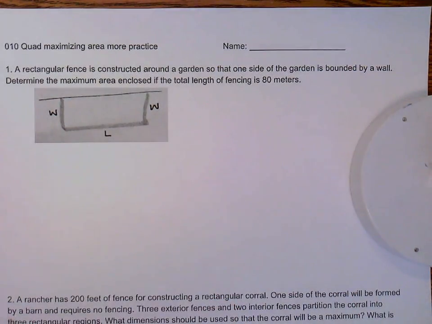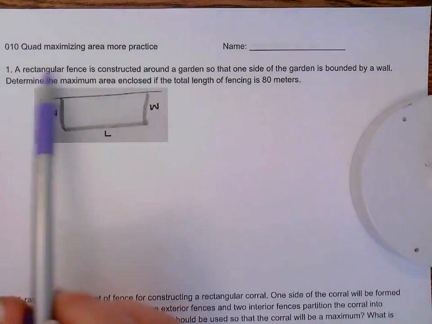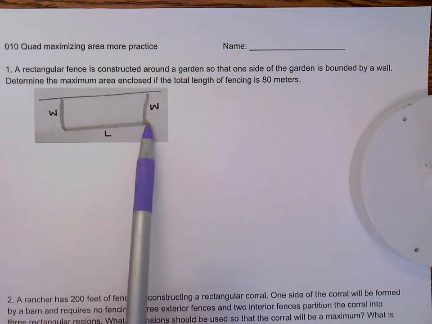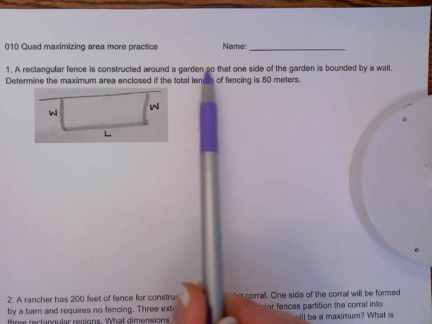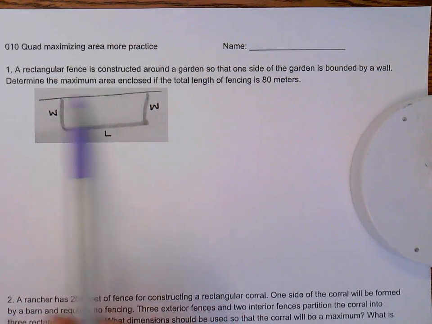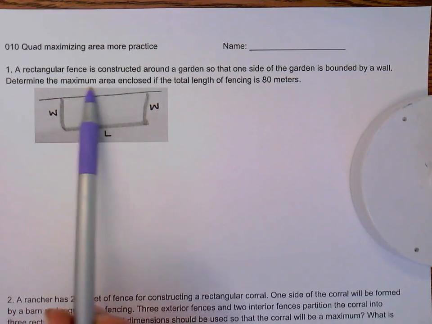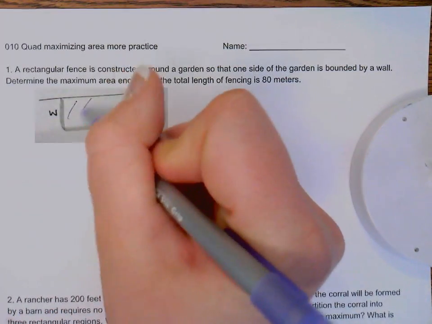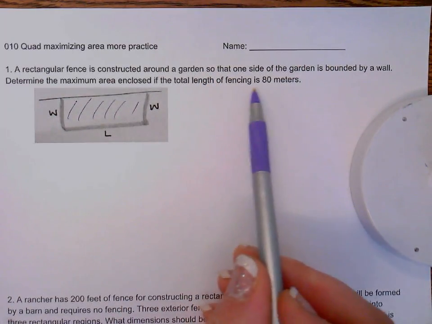So whether it's about area, this one is a rectangular fence. Here's my fence. It's around a garden, so one side of the garden is bounded by a wall. Here's my wall. Determine the maximum area enclosed inside this if the total length of fencing is 80 meters.